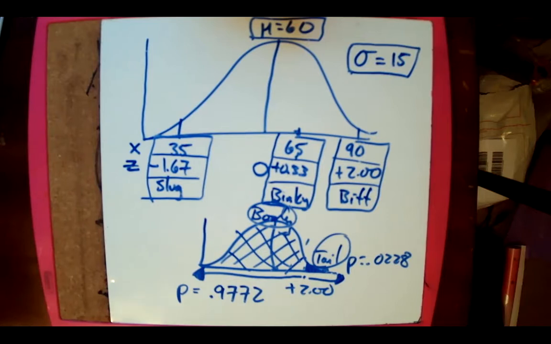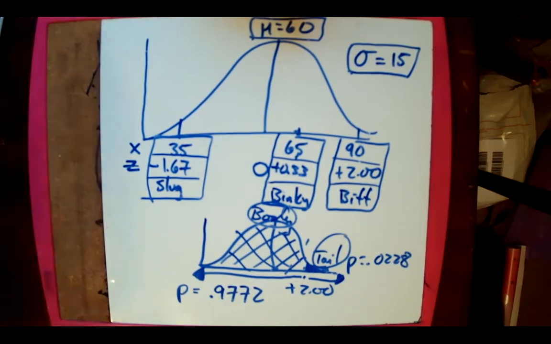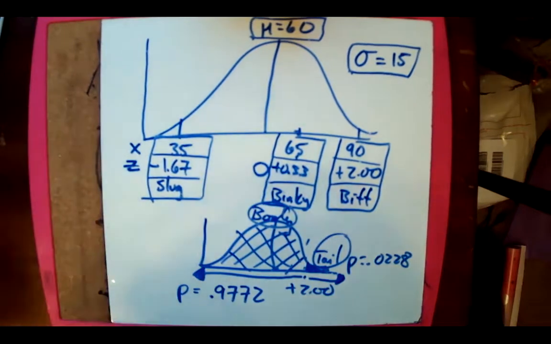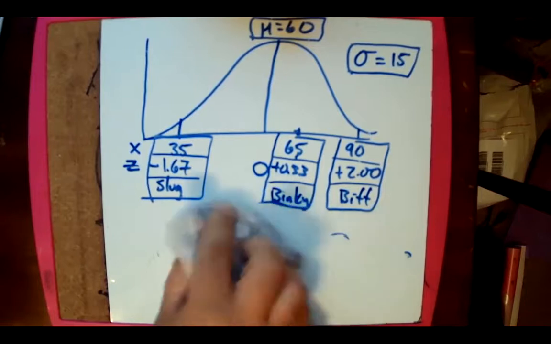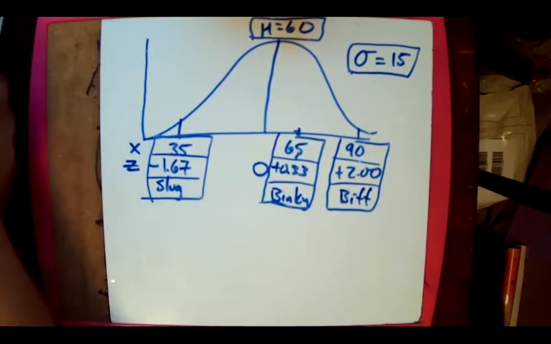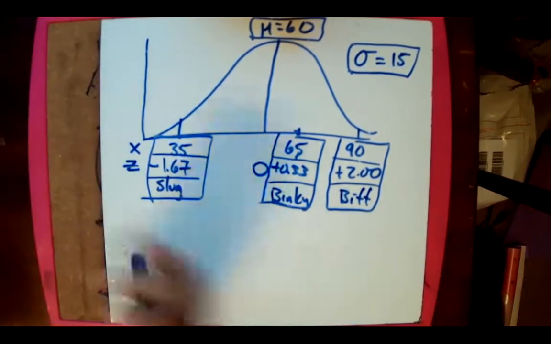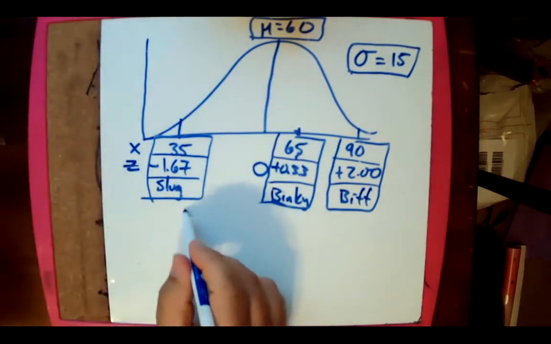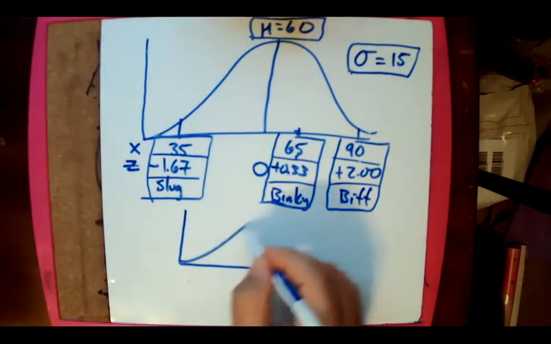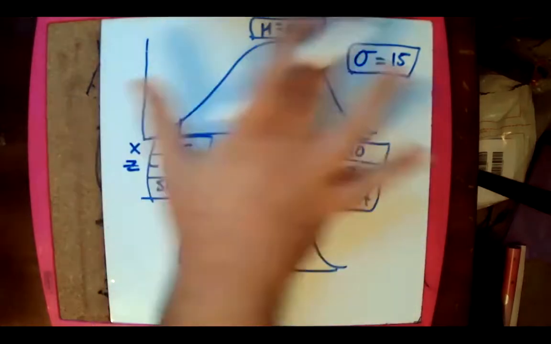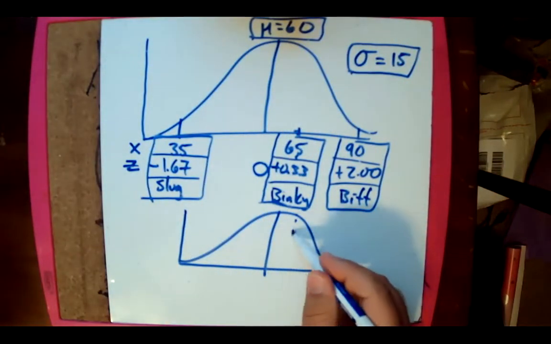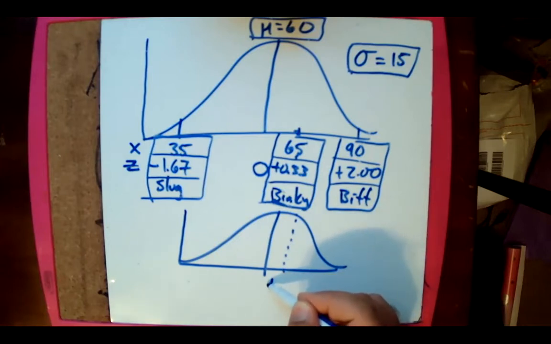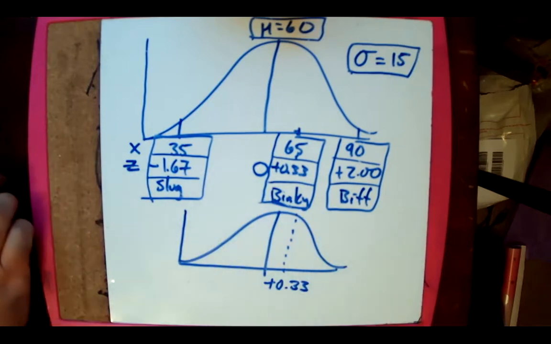Let's look at Binky next. So I'm going to erase this slug info, this Biff info here. And let's look at Binky now. So here's Binky's info up on top. I'm just going to redraw the distribution down here without all of this excess. So we've got Binky here with somewhere around here, plus 0.33.